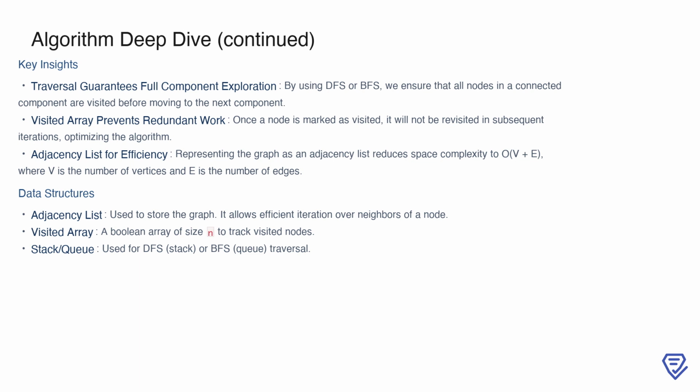In terms of data structures, we use the adjacency list to store the graph, a Boolean visited array to track visited nodes, and either a stack or a queue depending on whether we choose DFS or BFS for traversal.